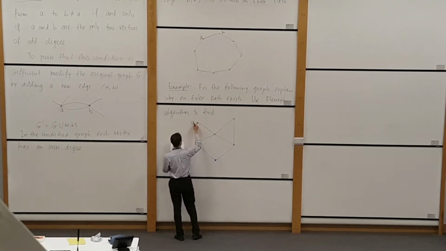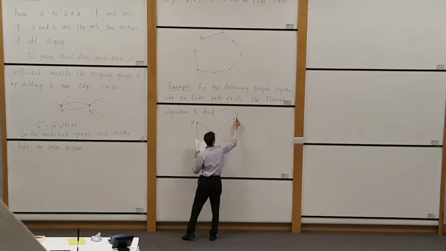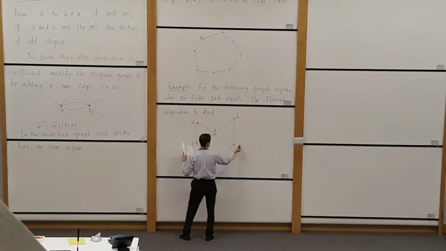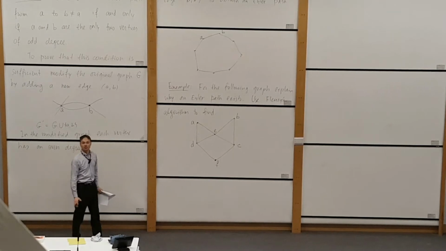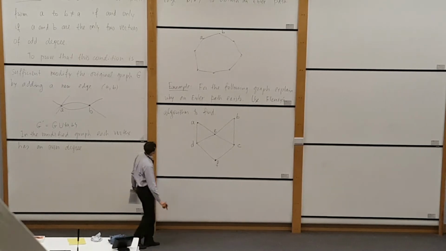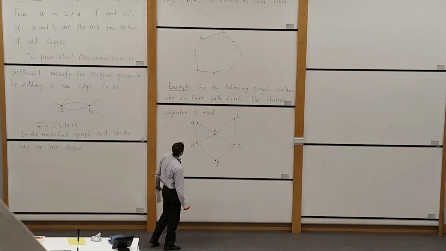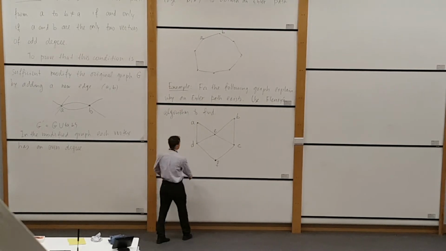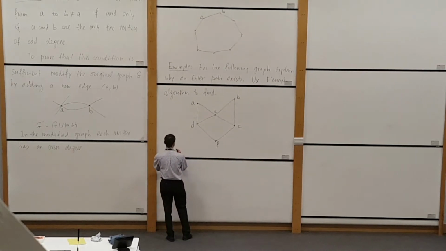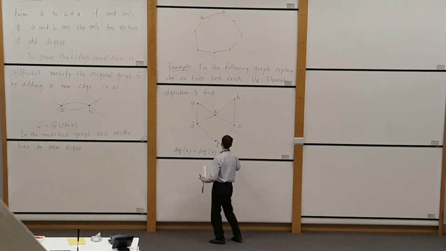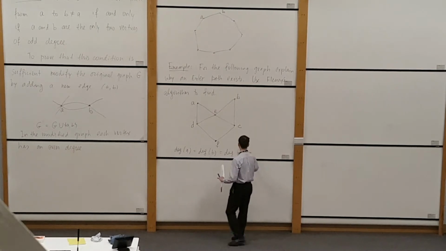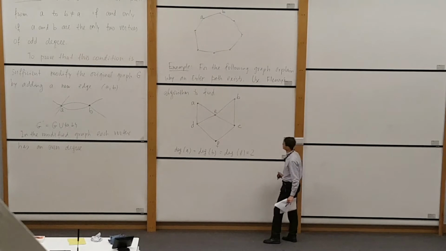And the vertices labels are A, B, E, D, C, and F. So to argue that it has an Euler path, I have to investigate the degrees of all vertices. So I find that the degree of A is the same as the degree of B is the same as the degree of F, and that those are all equal to 2.